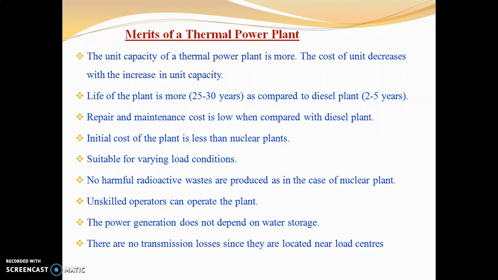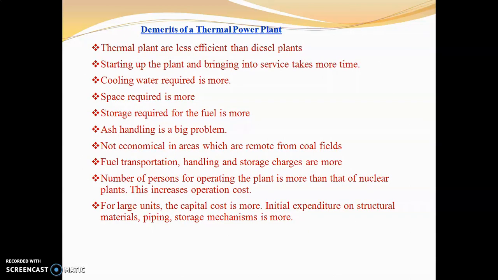The life of the plant is more as compared to the diesel plant. The repair and maintenance cost is less when compared to the diesel plant. The initial cost of the plant is very much less than a nuclear power plant. It is suitable for varying load conditions. No harmful radioactive waste is produced as in the case of a nuclear plant. Unskilled operators can operate the plant. The power generation does not depend on water storage. There are no transmission losses because they are located near the load centers. These are some of the advantages of thermal power plants.